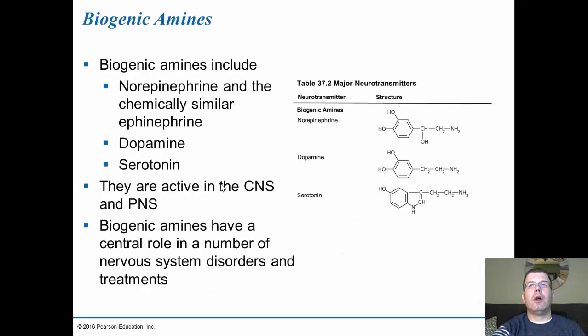Now, some other chemicals, including amines, include norepinephrine, which is chemically similar to epinephrine, dopamine, and serotonin. These are active in the central and peripheral nervous system. And these biogenic amines have a central role in a number of nervous system disorders and treatments.